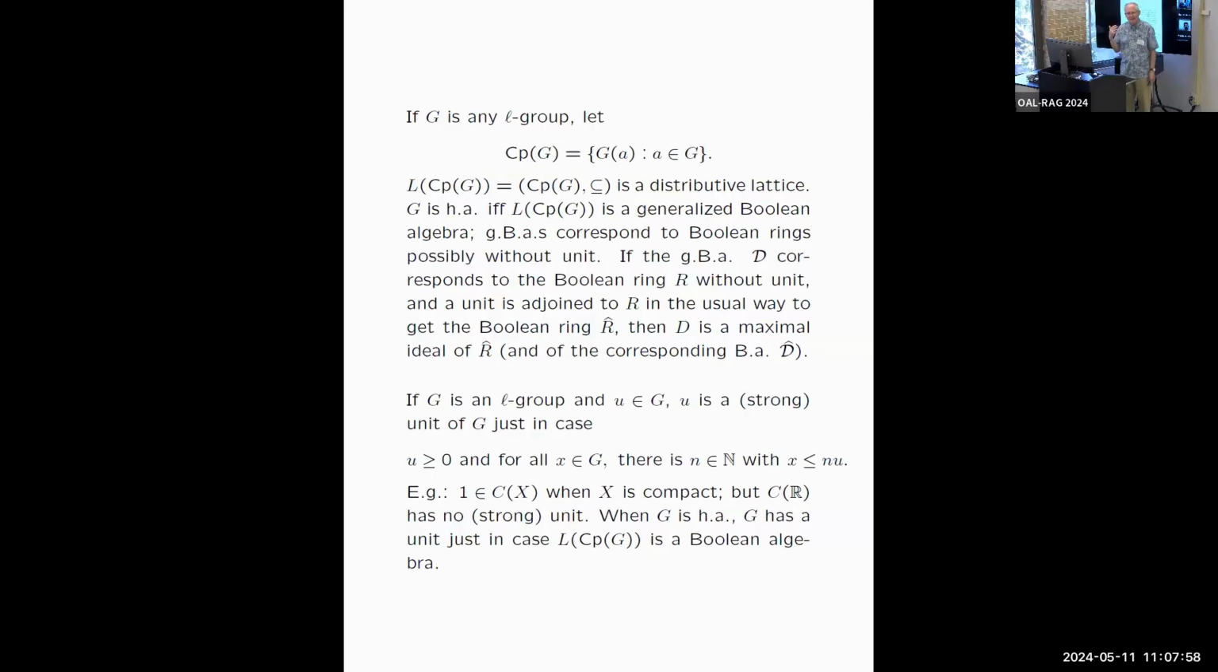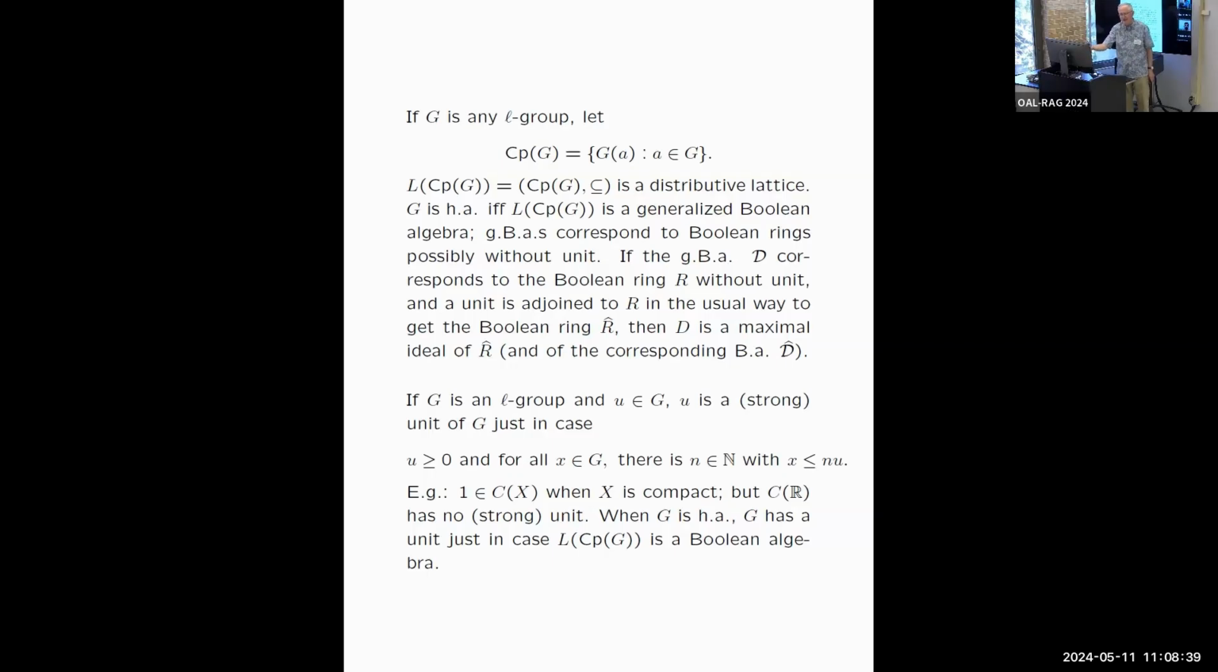Now, I will use the term unit for strong unit here, because as it turns out, if you go back and look at condition 2 of the equivalent conditions for hyperarchimedean that we heard in Brian's talk, weak units are the same as strong units in the hyperarchimedean case. Now, when G is hyperarchimedean, it will turn out that G has a unit just in case the distributive lattice corresponding to it has a top element, so just in case this distributive lattice is a Boolean algebra.